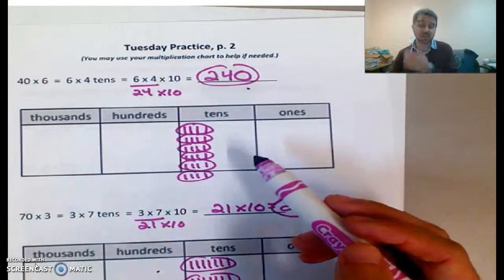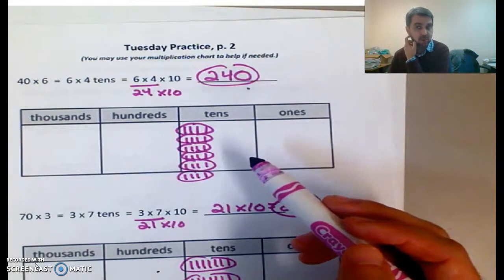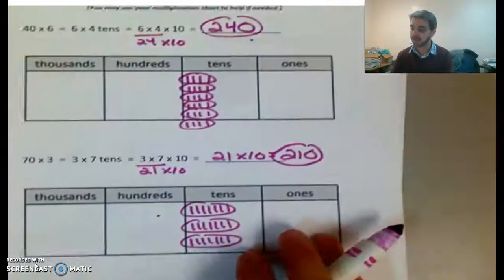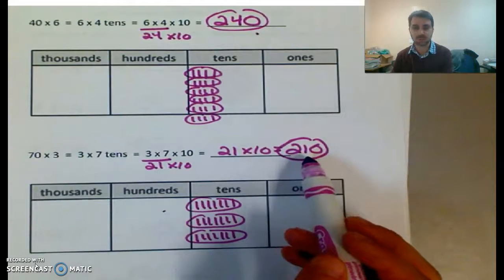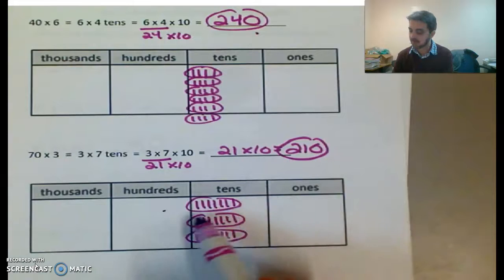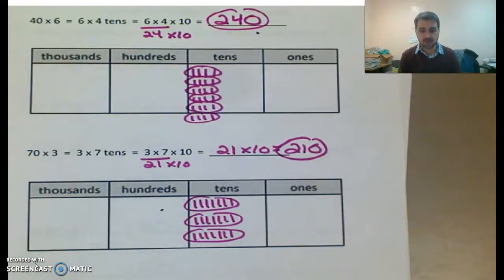You have to know that 6 times 4 is 24. If you don't know that, you have to look in your multiplication table. You have to start learning those, okay? And then the last one is 210. You have 70 times 3. There's 3 groups of 70 here: 1 group, 2 groups, 3 groups. So 70, 140, 210. Or 3 times 7 is 21. There's 21 tens, which gives us 210.